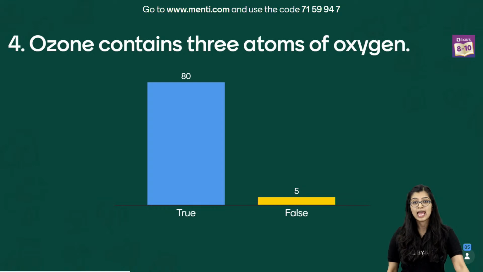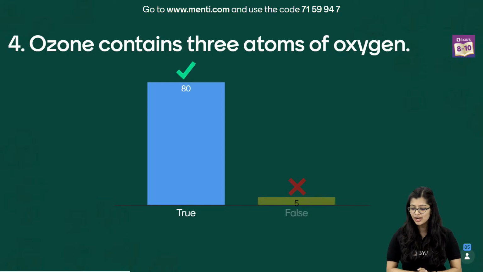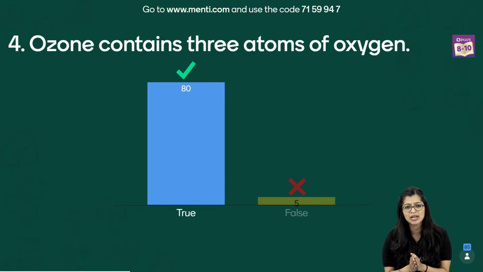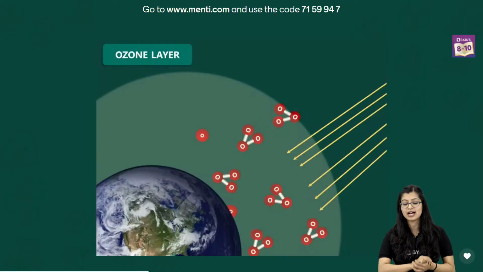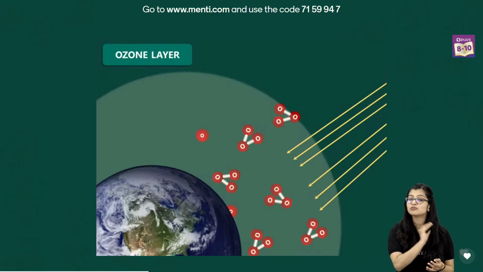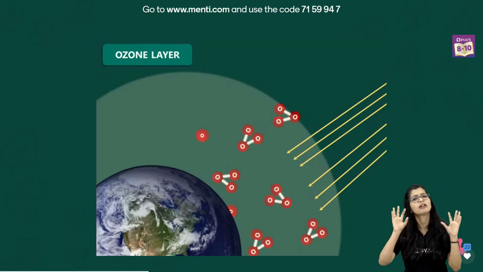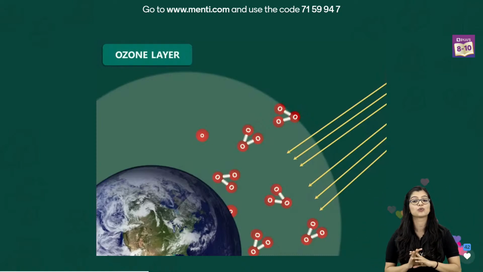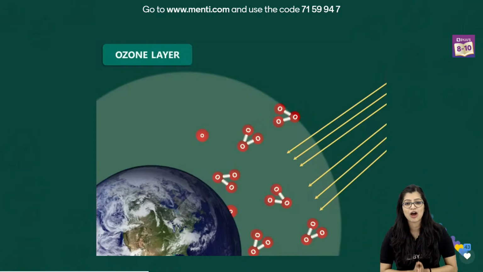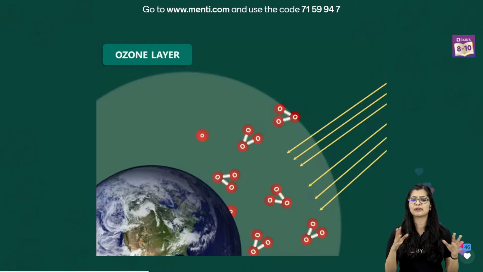And as I can see, 80 of you have got this correct. I am extremely proud of all of you. Yes, ozone does contain 3 atoms of oxygen. So a simple way in which I remember is ozone, O3. Very easy and very simple. Very proud of all of you guys.